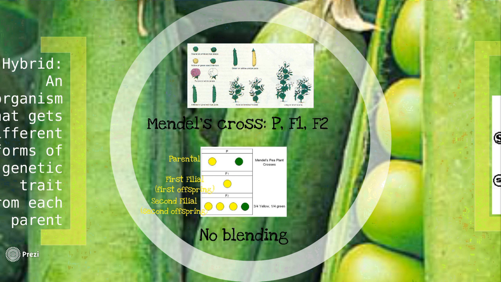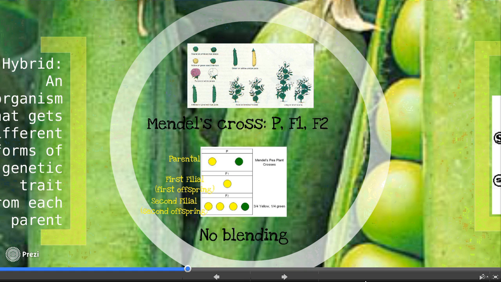He did look at several different traits as well. If you look up at the top picture up there, he looked at whether the seeds were round or wrinkled, yellow or green, the flower color, the pea pod shape, the pea pod color, where the flowers were located on the plant, and also the height of the plant.